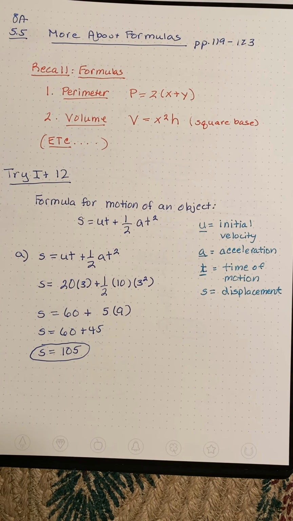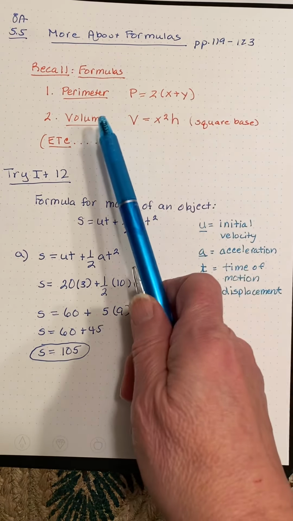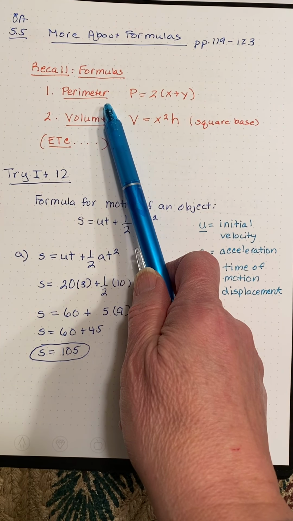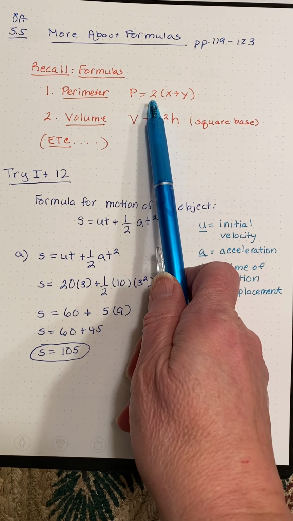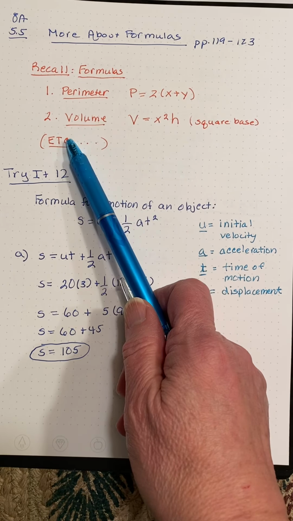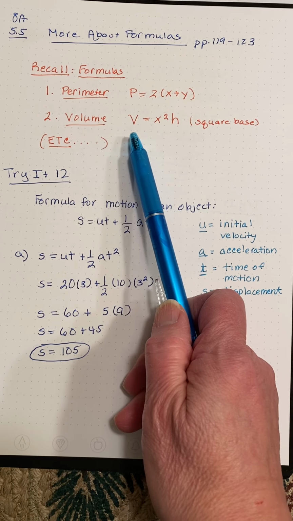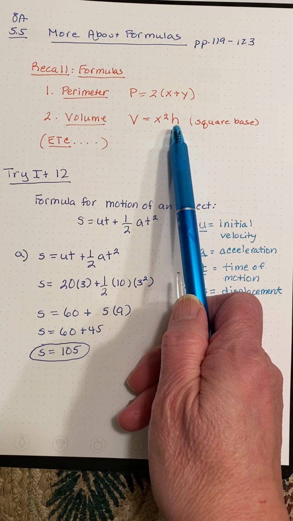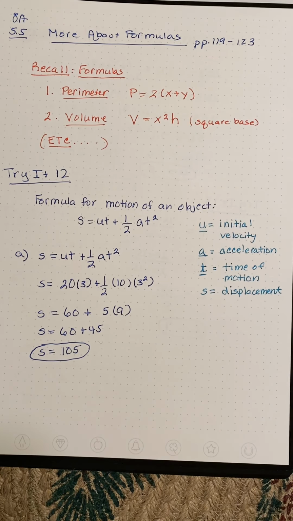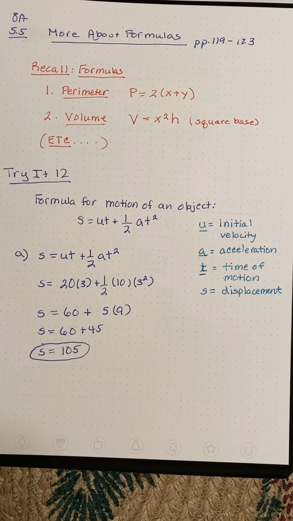If you recall, a formula looks something like this. For example, the formula of a perimeter is P equals 2 times (x plus y), or volume of a square base would be volume equals x squared times height. Formulas are just basically those types of equations or setups that always work for a given situation. Therefore, you have a formula where you plug in numbers, and that's what we're going to be doing today. We're going to be working with formulas, plugging in different numbers to find solutions.